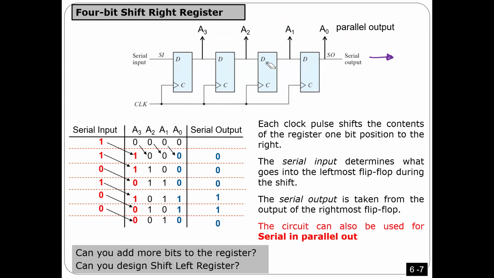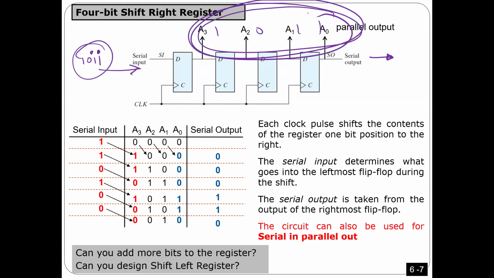Here I'm going to input a number, something like 1011. It needs 4 clocks, because every clock I input 1 bit, the first one here. Next clock it becomes 11. Next clock, 011. Next clock, 1011. So now I inputted this number serially, but I can take it parallel from here.